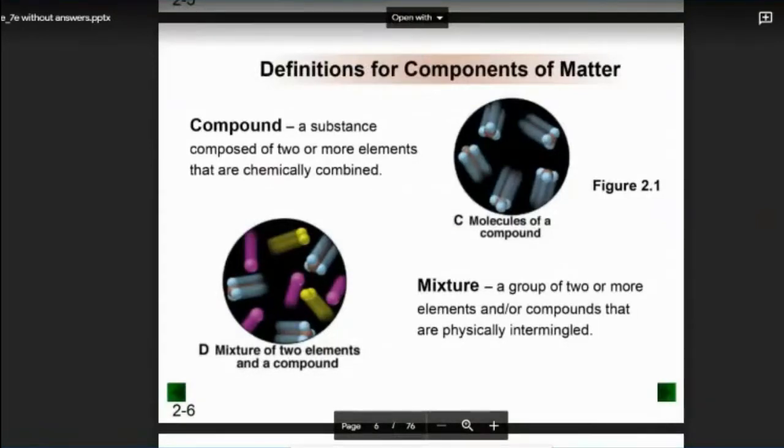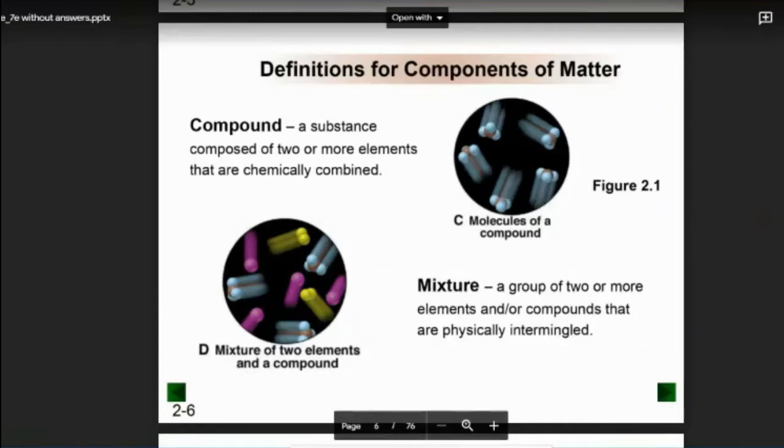Keep going with the stuff. This is a compound. This is the actual opposite of an element. A compound is two or more elements combined. And you can see by the picture 2.1c, you have 3 blue spheres and 1 brownish sphere. Each of them are exactly the same. They're what we call pure substances. Elements and compounds we call pure substances.